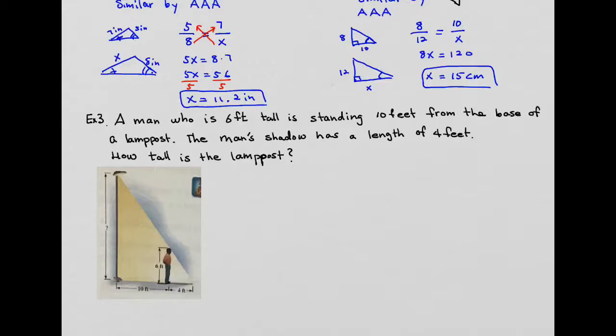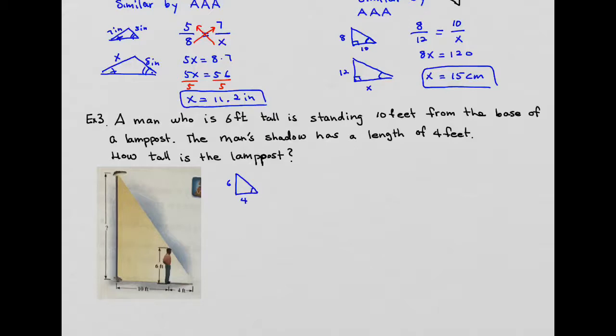So again, we should be able to use similar triangles. I have one triangle right here, and I have a larger triangle right there. So let me write that down. The smaller triangle, the one with the person: this is going to be 6 feet, and this is going to be 4 feet.